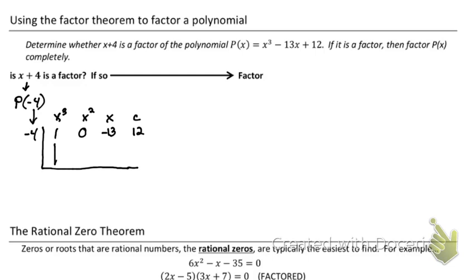All right, for synthetic division, the first thing you do is drop down that first number, which is 1. Then we take our negative 4 and multiply it by 1. Negative 4 times 1 is a negative 4. Then we go ahead and add that. 0 plus a negative 4 is a negative 4. Then we do negative 4 times negative 4, which is a positive 16.